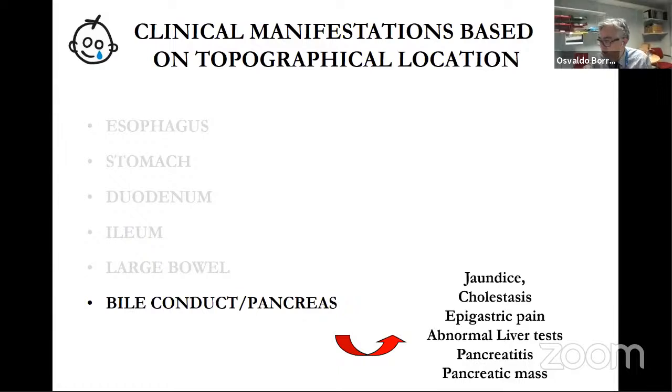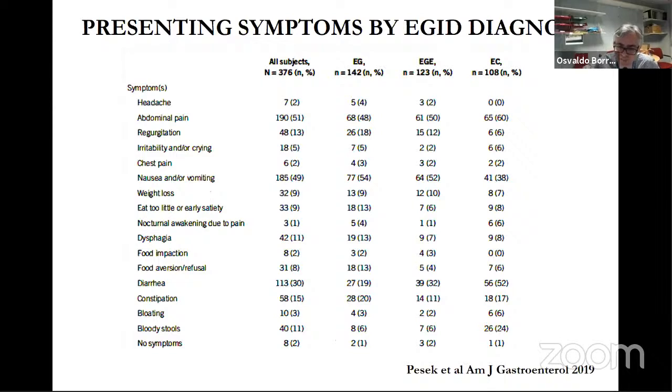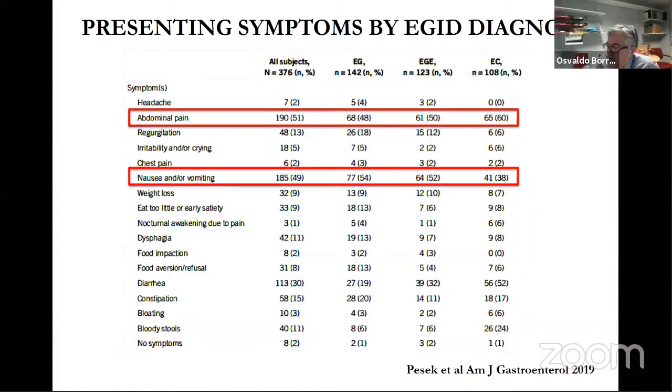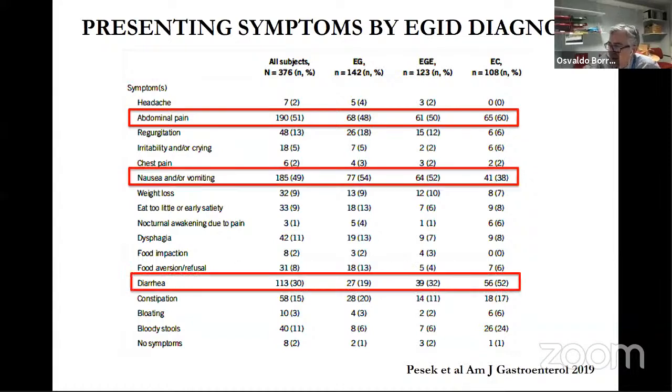So we can have jaundice, cholestasis, epigastric pain, abnormal liver tests, pancreatitis, and in some cases pancreatic abscess. So again, this study was published last year, assessing almost 376 children. And as you can see, the most common symptom is abdominal pain in more than 50% of the cases, nausea and vomiting in almost 50% of the cases, and diarrhea.